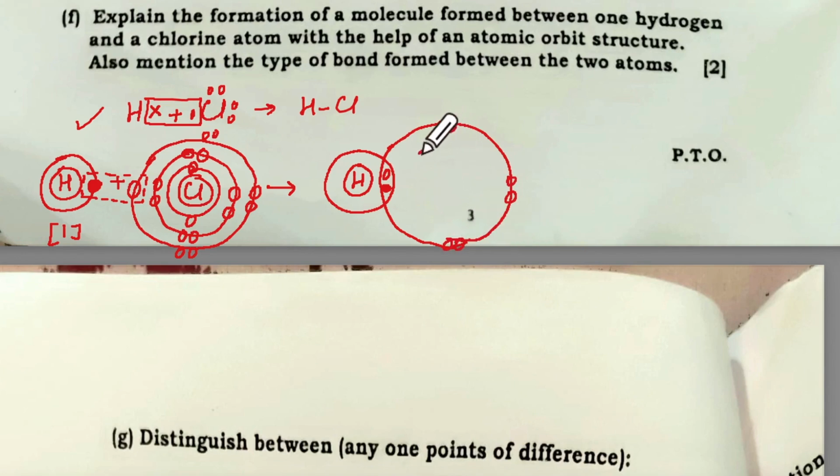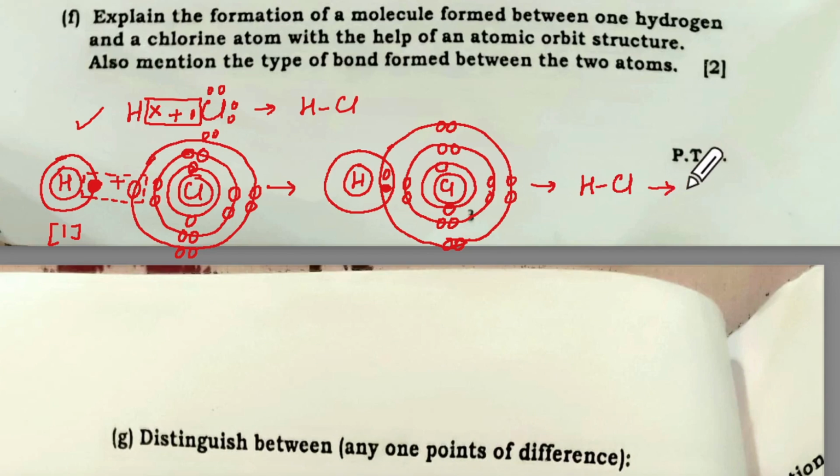Okay, then the second shell, that will again have how many? 8. Then we will have the first shell, which will have 2 electrons, and I'll write Cl here in the middle. Did you understand what has happened here? Yes, ma'am. And this will become now H single bond Cl, and that will be HCl. All this will be for 1 mark.